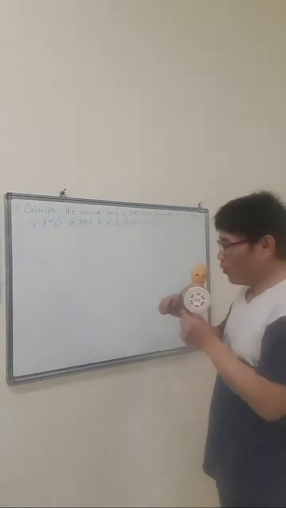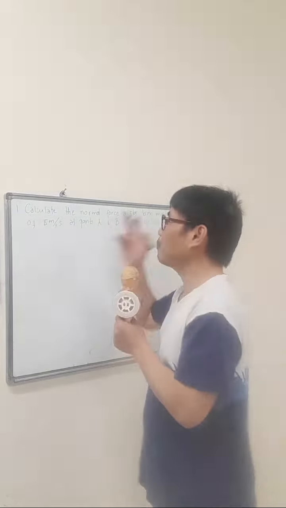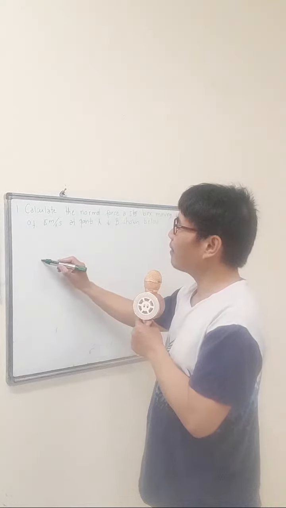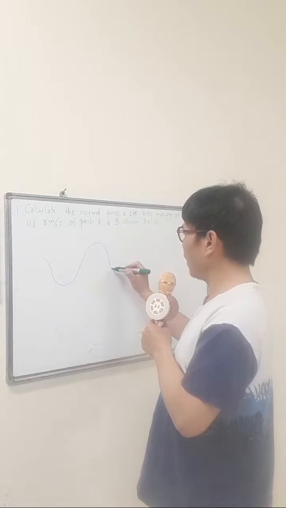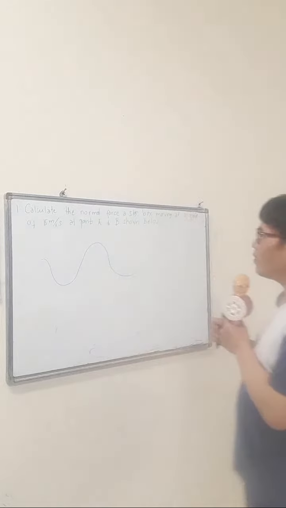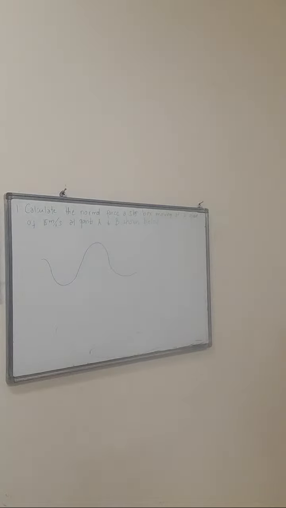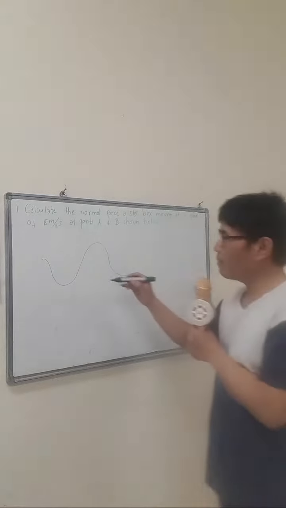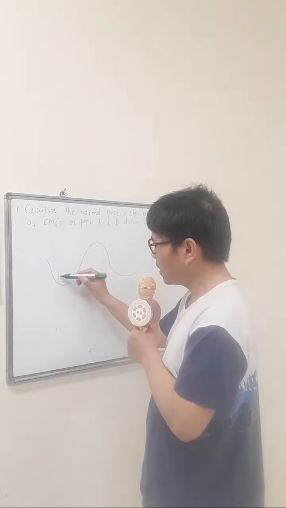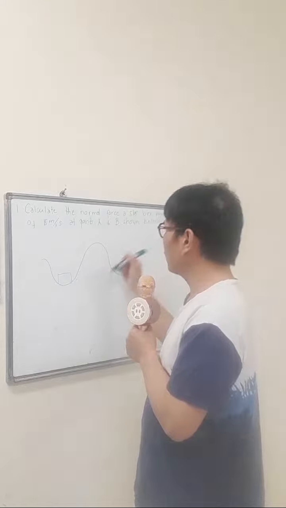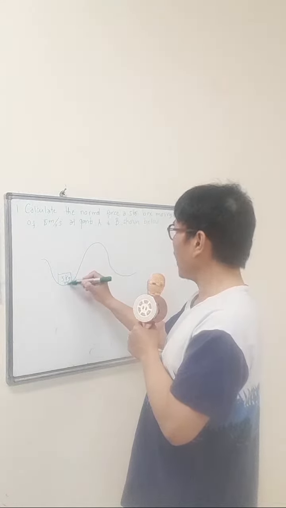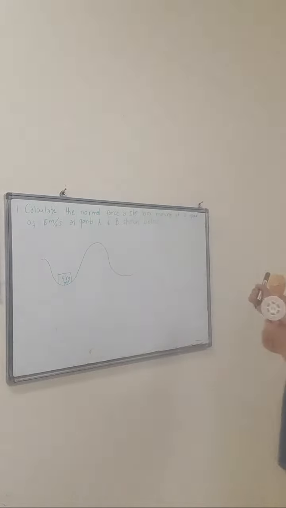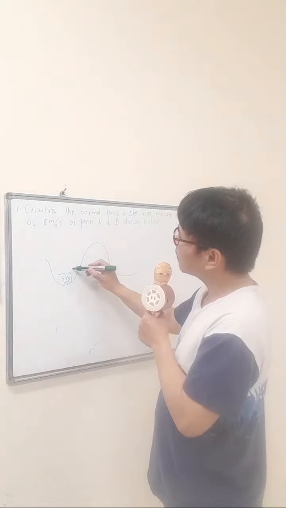Okay. Now, we draw a sketch. So it's gonna be like this. So, calculate the normal force of a 5 kilogram box. So this is the 5 kilogram box here, right? So 5 kilogram box. And then moving at a speed of 15 meters per second. It's gonna be like this.